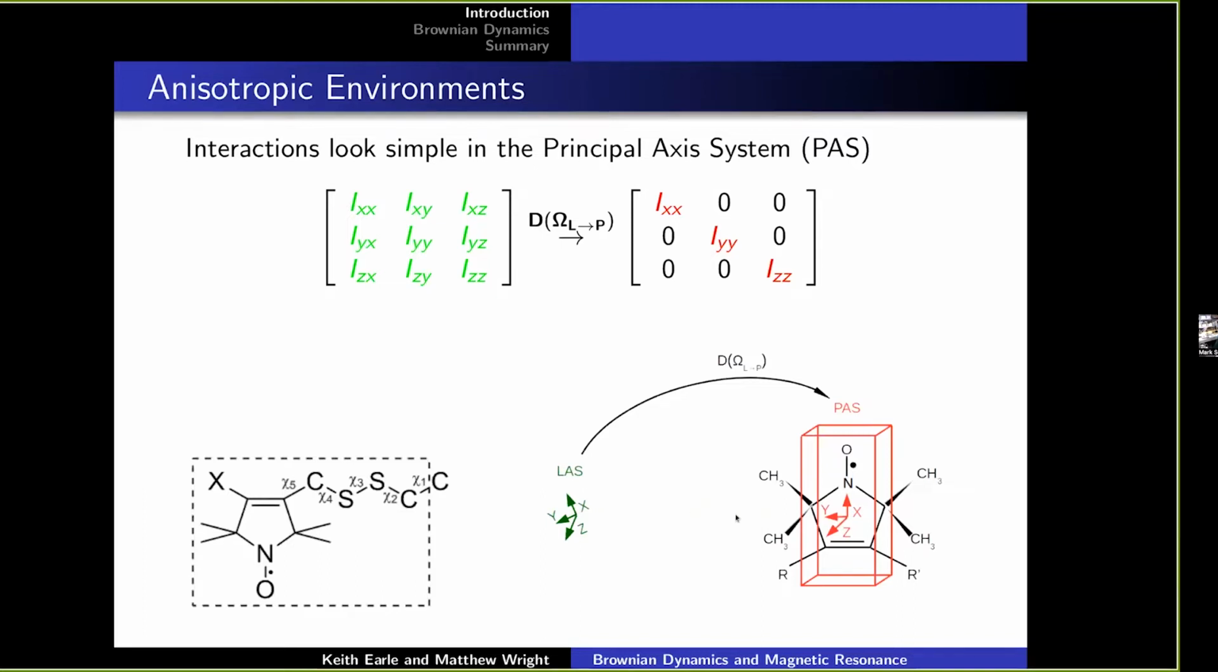So let's talk a little bit about frames of reference. We've talked about the laboratory frame, which is defined by the direction of the applied magnetic field. But it's also important to talk about a frame that has as much symmetry of the molecule as possible, and that is known as the principal axis system. The principal axis system is chosen in such a way to make interactions look simple.